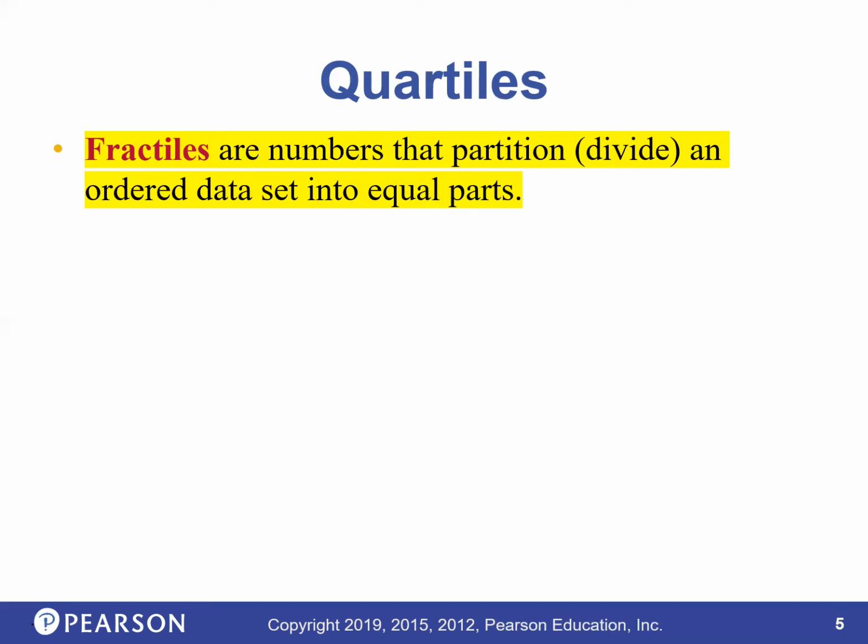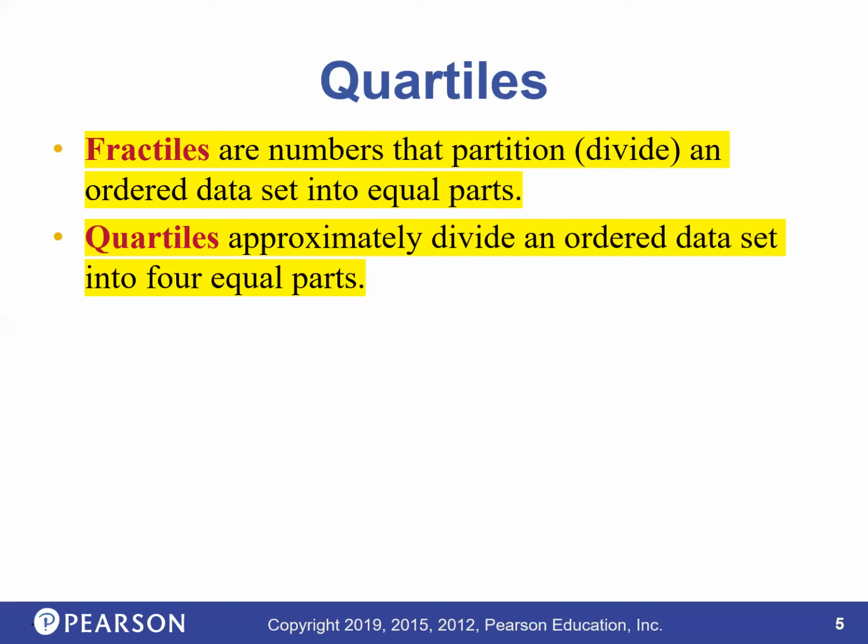And the first one that we're going to study, and the one that we're going to take the most amount of time studying, is one type of fractal, right? One type of way to divide an ordered set into groups. So one way is to do it by quartiles. So you're dividing the group into 4 different equal parts. And what are they?